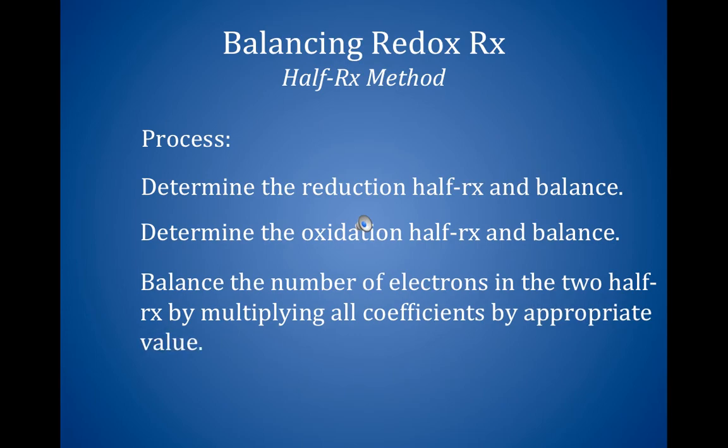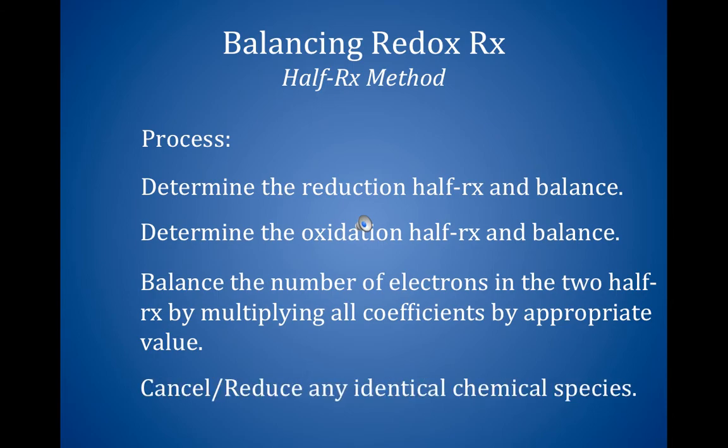Now once we have the two half reactions, then we balance the electrons. We look for the lowest common multiple that they fit into, and then we multiply through the half reactions. Often when we're done, for more complicated ones, we'll find things like H pluses or OH minuses or H2Os, and those kind of things we have to cancel out or reduce down.